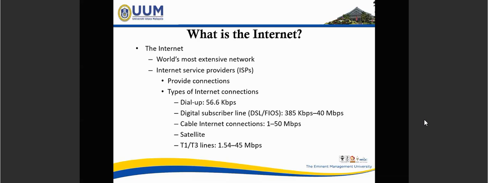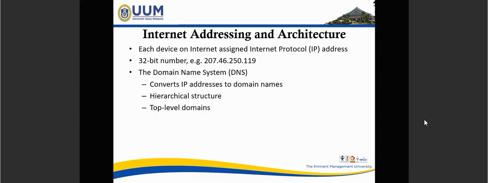Satellite, through satellite. This is also available. And T1, T3 lines, as we told you, this one can help to connect to the internet for a certain range, 1.54 or 45 megabits per second. This one is good for companies to subscribe to T1 to allow them to log into a network, to the internet, because they are away from infrastructure. Satellite also. I think TM provides this service. I don't know if they still provide T1 lines or T3 lines.